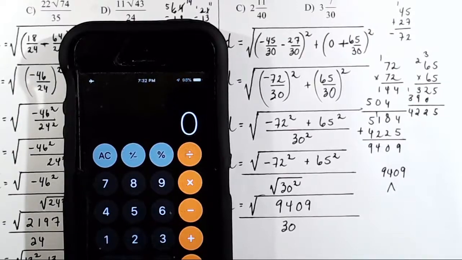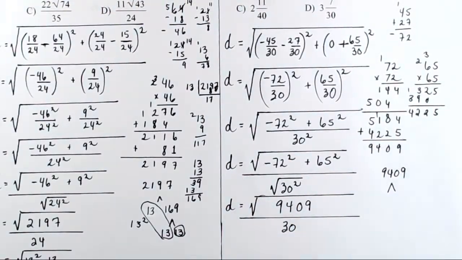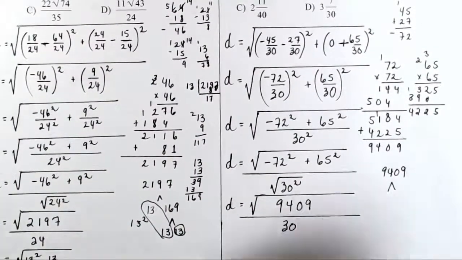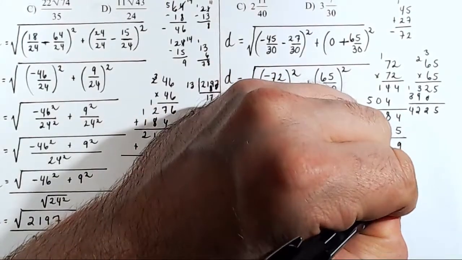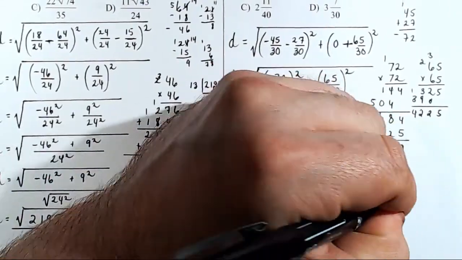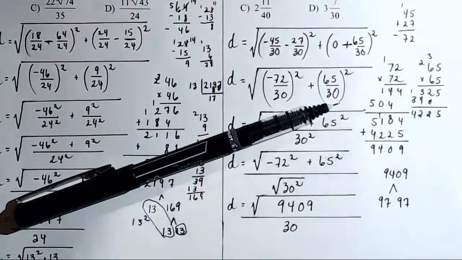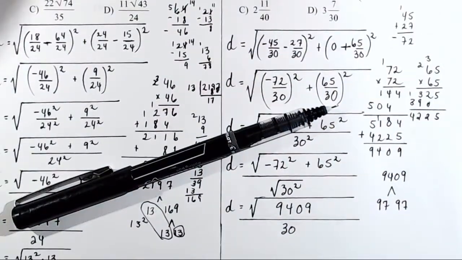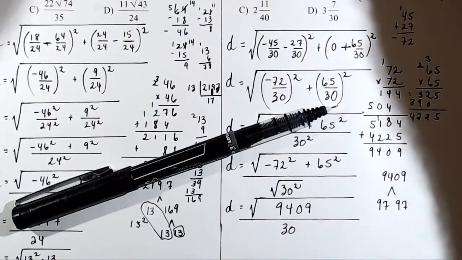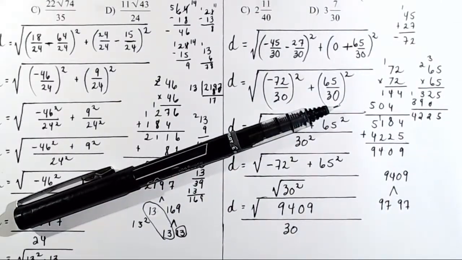I just checked it on Wolfram. 9409. You're not going to believe this. I mean, we never would have got that. We would have eventually. 97 times 97. That's what it factors into. And 97 is prime.